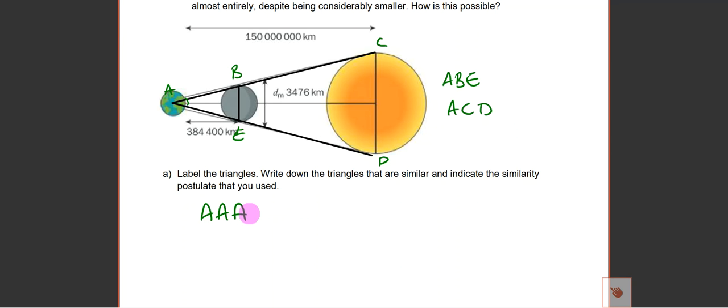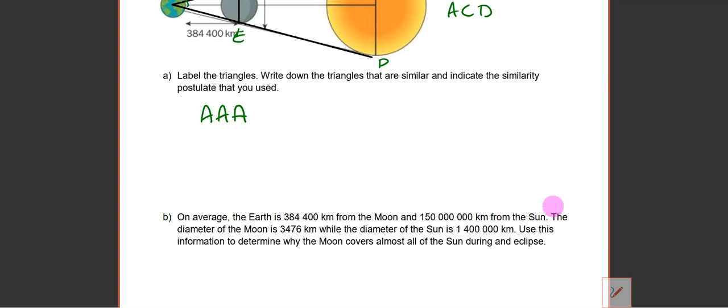But it must be 3, right? 3 A's, not just A. 2 angles. Well, if you know 2 angles, you know the third one. All right. So that's the similarity postulate we're using. And we've labelled the triangles. I don't think anyone got that completely.